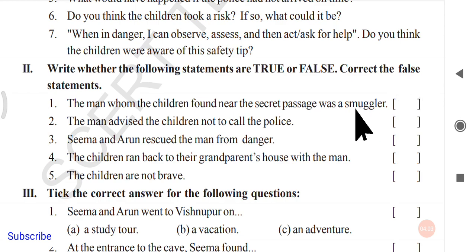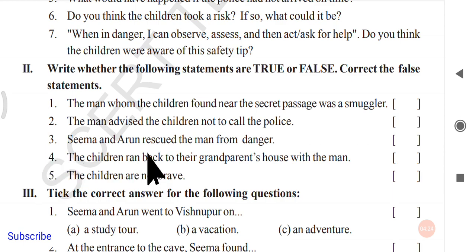That was a police officer. Next, second one, the man advised the children not to call the police. This is also false. First he advised them not to call, but after going back home, he advised them to call. So first we can simply put it as false.